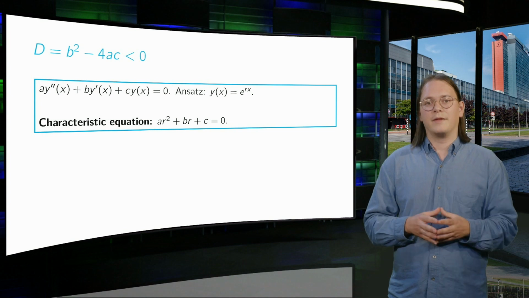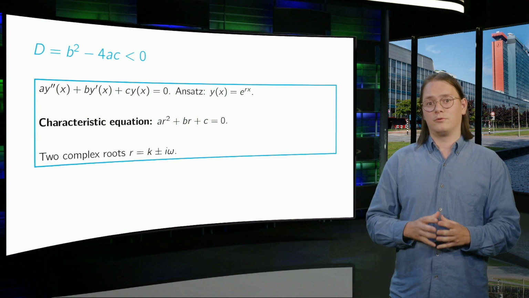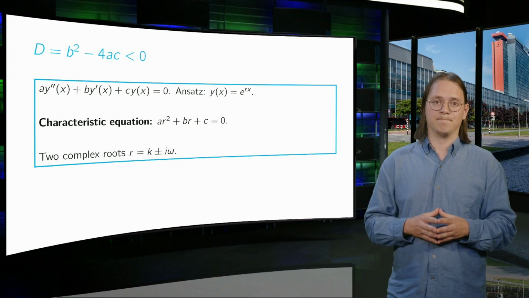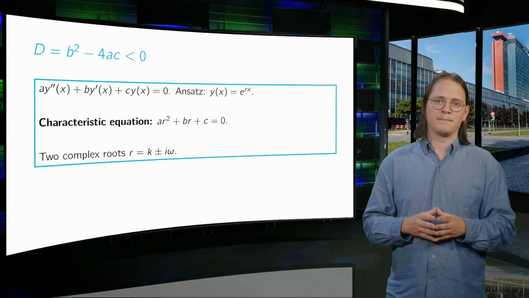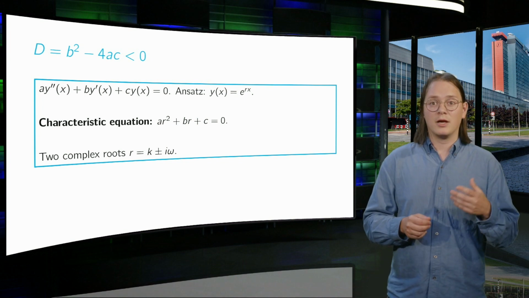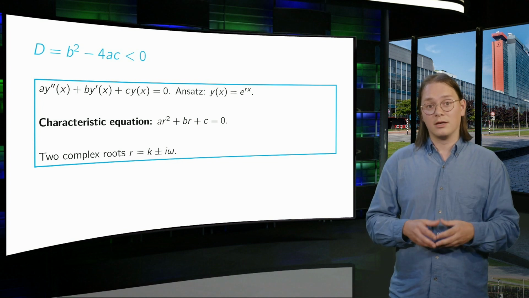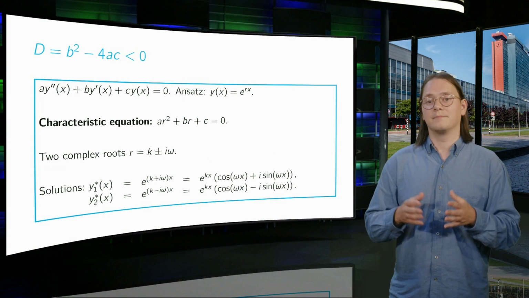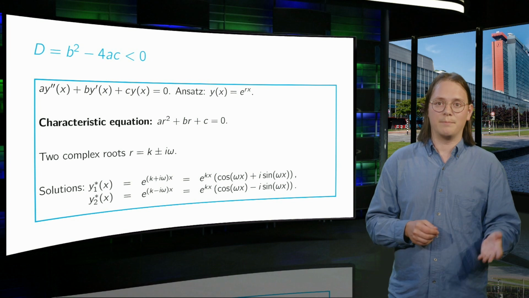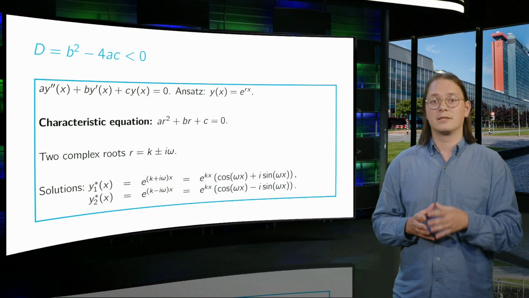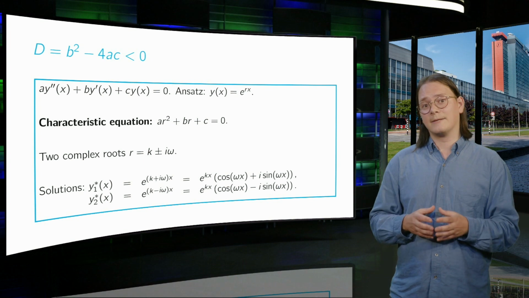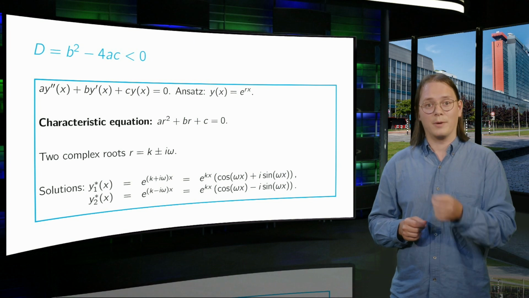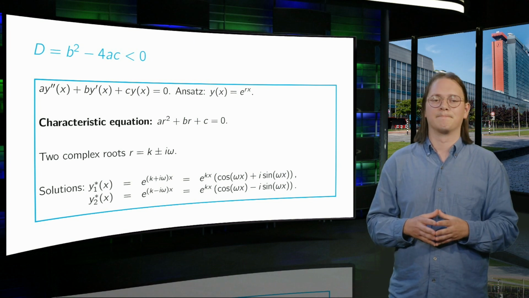In that case, the characteristic equation has two complex roots. Let's call them r is k plus or minus i times omega, where i is the imaginary unit. Since the solution we tried was y of x is e to the power rx, the solutions become y1 star of x, which is e to the power k plus i omega times x, which we can expand as e to the power kx times cosine omega x plus i sine omega x, and y2 star of x, which is e to the power kx times cosine omega x minus i sine omega x.